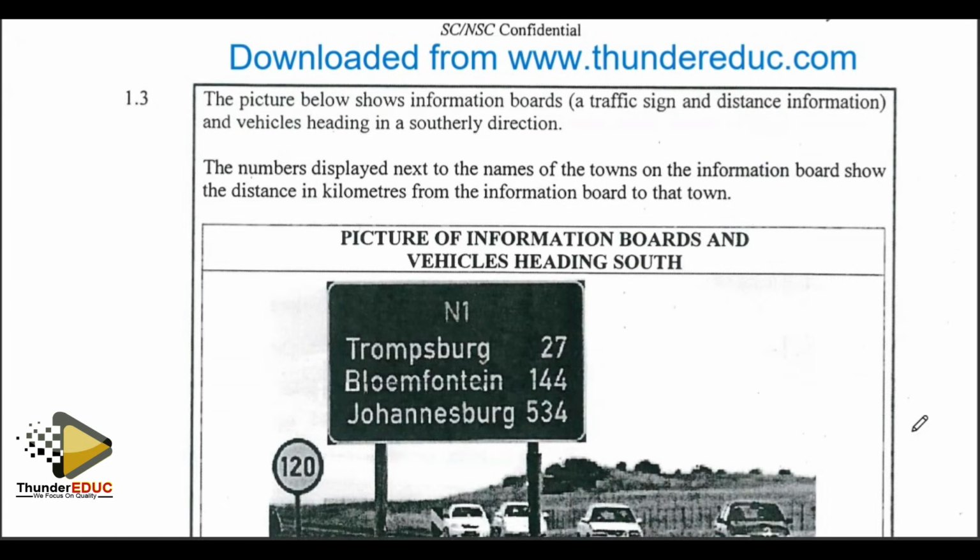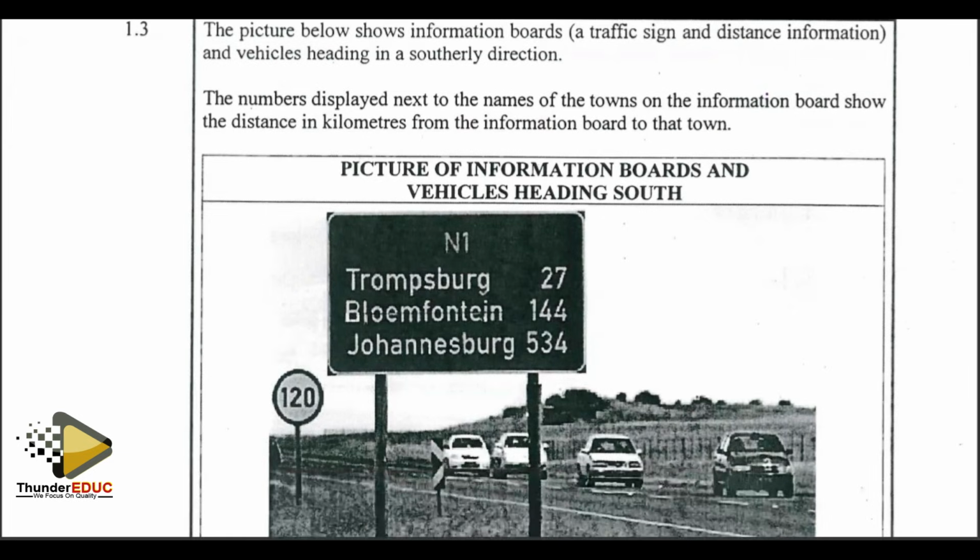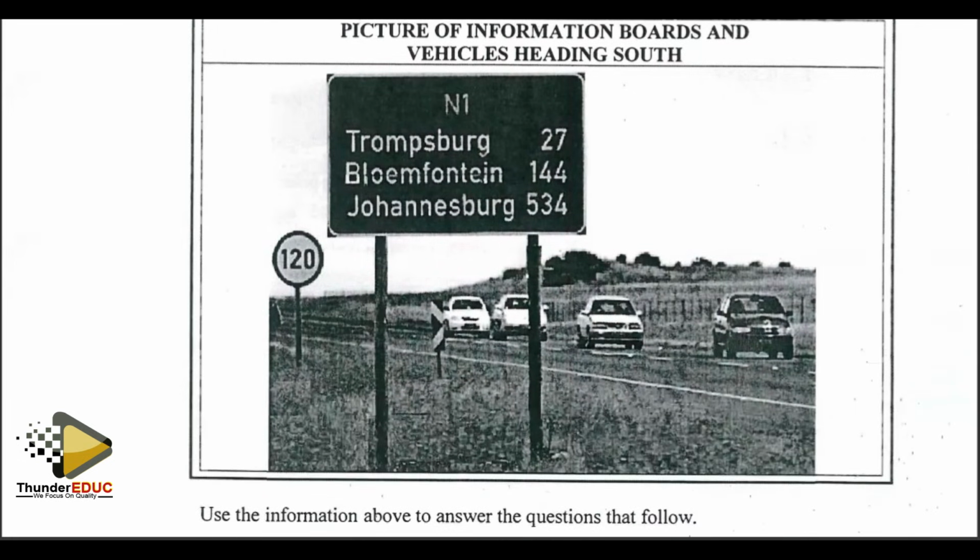Question number 1.3. The picture below shows information boards, the traffic sign, and the distance information board, and the vehicles heading in the southern direction. The numbers displayed next to the names of the towns on the information board show the distance in kilometers from the information board to that town. Okay, so this is what we call the information board.